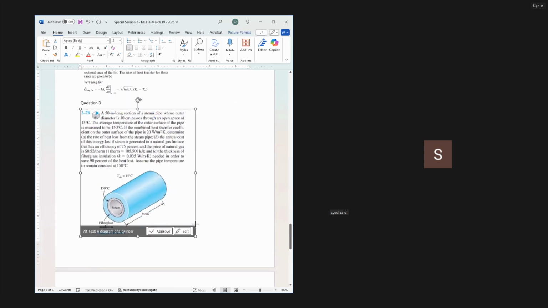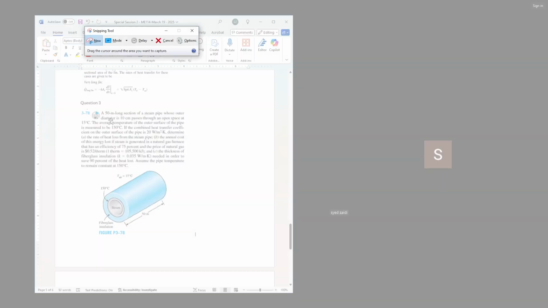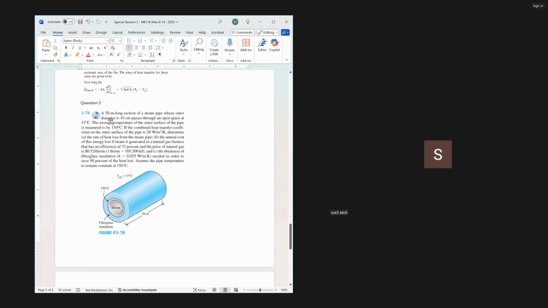Okay, so can we read this question? A 50-meter long section of a steam pipe. This is a steam pipe. It is 50 meters long, whose outer diameter is 10 centimeters, exposed to an open space at 15 degrees centigrade. The average temperature of the outer surface of the pipe is 150 degrees. If the combined heat transfer coefficient is 20, determine the rate of heat loss from the steam pipe.